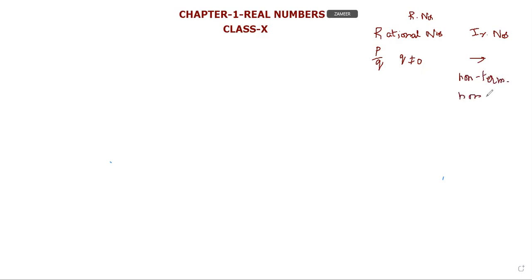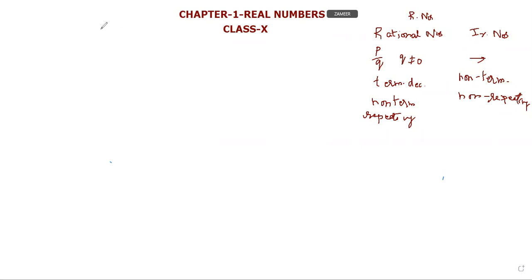Non-terminating and non-repeating decimals. A decimal may be terminating, or non-terminating repeating. So when non-terminating and non-repeating both come together, it becomes an irrational number, which we have studied. Now we will go ahead with real numbers. There are more things we have to study here.